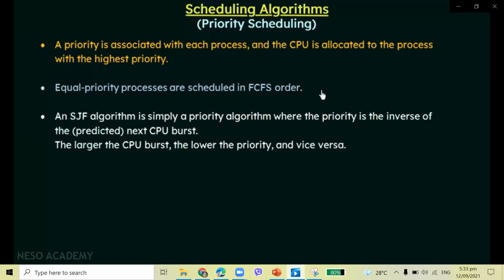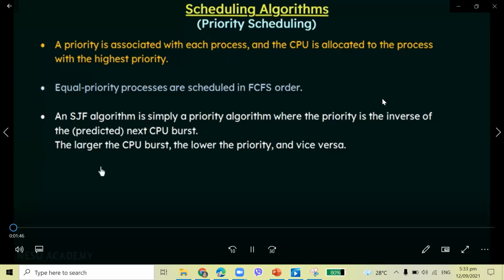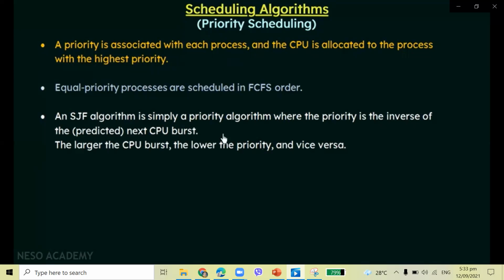In the previous lecture, we studied the shortest job first scheduling, and here we can define shortest job first scheduling in terms of priority scheduling like this. An SJF algorithm is simply a priority algorithm where the priority is the inverse of the predicted next CPU burst. The larger the CPU burst, the lower the priority, and vice versa. So shortest job first scheduling is also basically just a priority scheduling where the priority is determined by the next CPU burst. We have seen that in shortest job first scheduling, the process with the smallest next CPU burst will be the first to get the CPU.